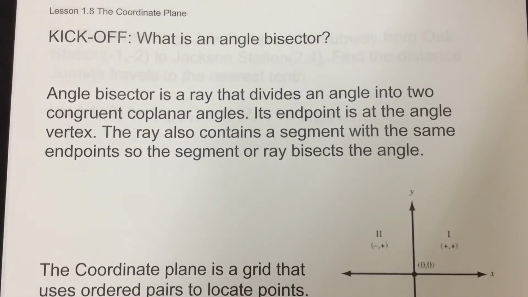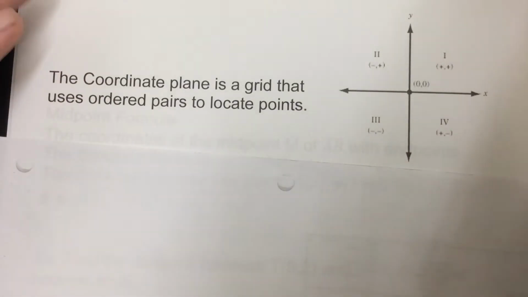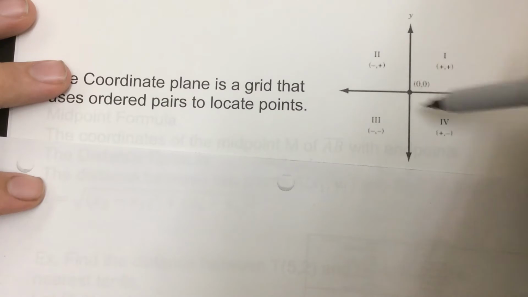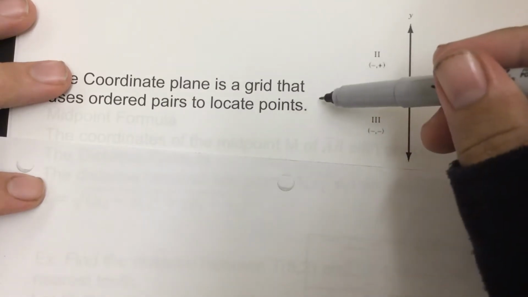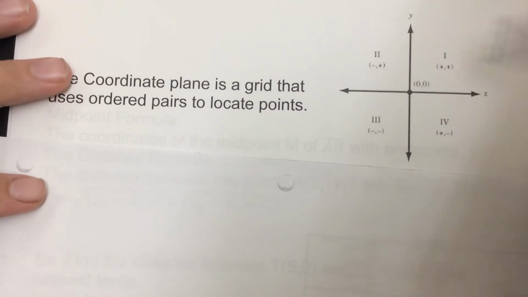So coordinate plane. This is our coordinate plane. So it's a grid that's going to use ordered pairs to locate points. So our x's go left and right, y's go up and down. So this is our x-axis, our y-axis. To the right is positive, to the left is negative on the x. Going up the y is positive, going down the y is negative.